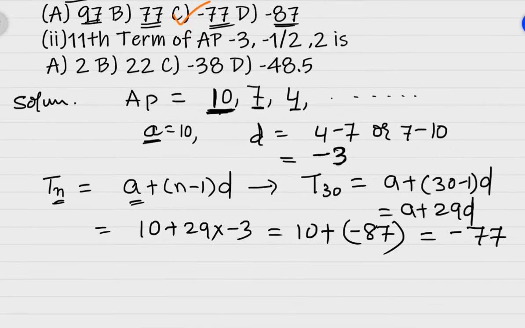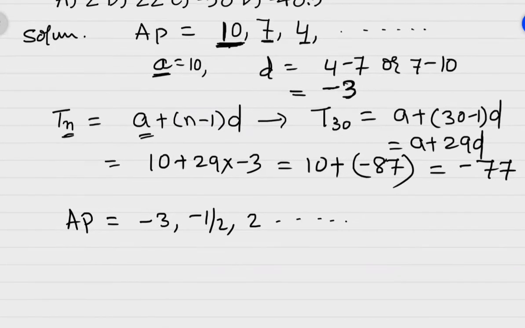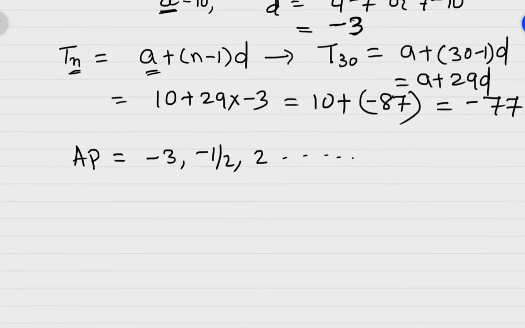Next question: 11th term of the AP minus 3. First of all you write down the AP. AP is minus 3, minus 1 by 2, 2, and dash dash dash. Now you have to find the 11th term. Let us see how to find the 11th term. T11 will be A plus 10D. You can calculate that using the formula Tn is equal to A plus n minus 1 into D. When you put n equal to 11, you will get 11 minus 1 here, so that will become A plus 10D.